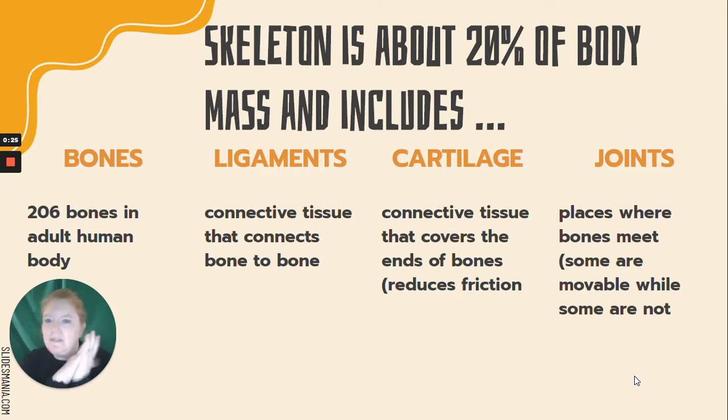So your skeletal system is about 20% of your body mass. Okay, so for every 100 pounds, roughly, it's 20. We have 206 bones in the adult human body, but remember in children that number is more. But the skeletal system is more than just bones. The skeletal system includes ligaments, that's the connective tissue that connects bone to bone. Cartilage, that's the connective tissue that covers the ends of the bones to reduce friction. And then it's joints, the places where the bones meet. Some of our joints are movable and some are not. But we're going to learn about that in a later lesson.